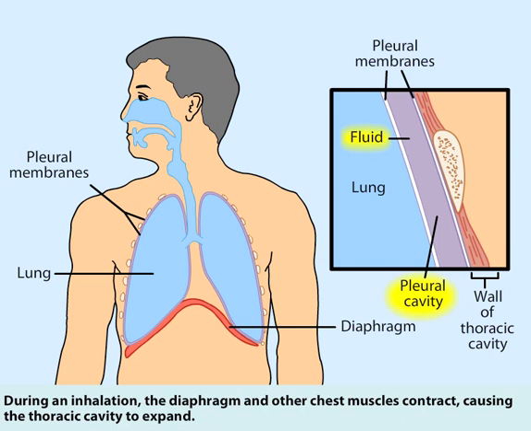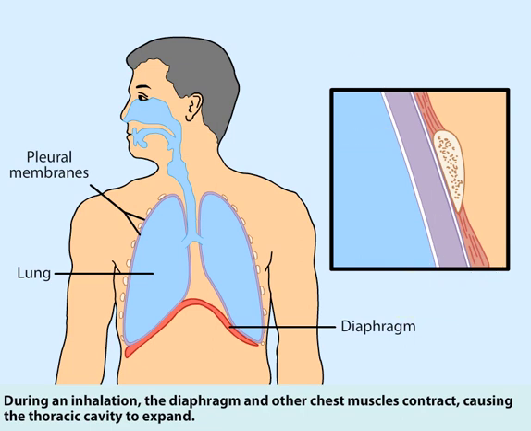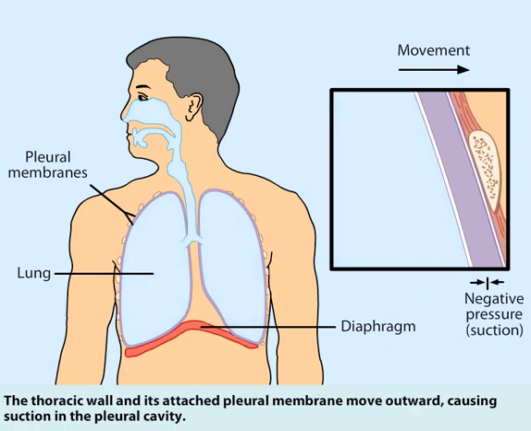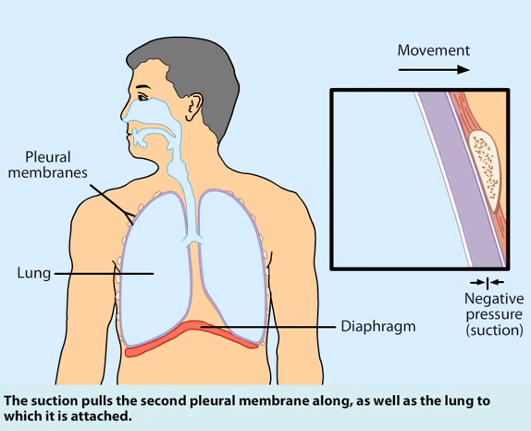During an inhalation, the diaphragm and other chest muscles contract, causing the thoracic cavity to expand. The thoracic wall and its attached pleural membrane move outward, causing suction in the pleural cavity. The suction pulls the second pleural membrane along, as well as the lung to which it is attached.